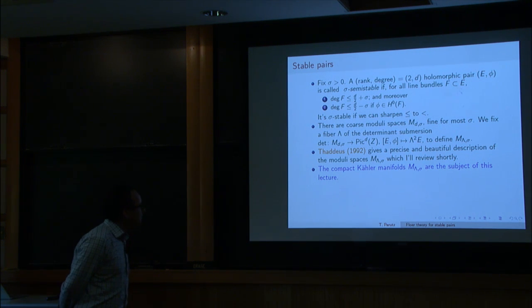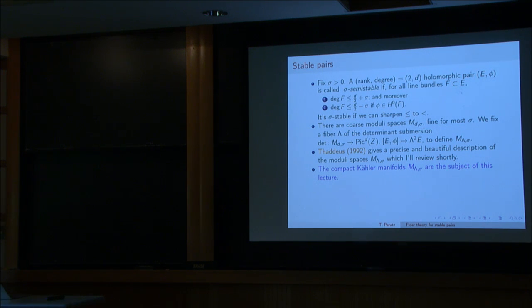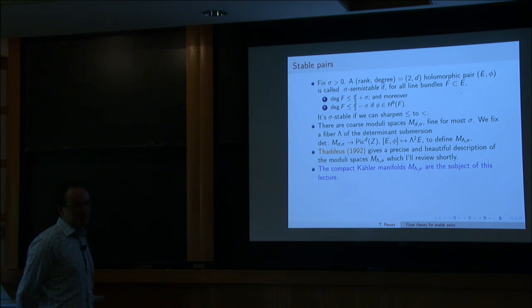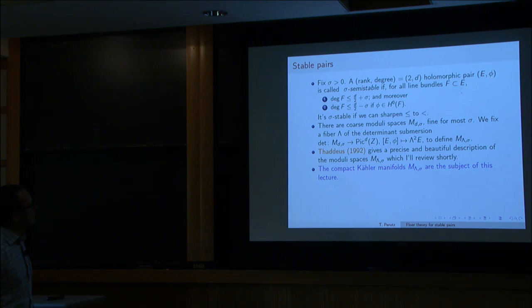However, if it happens that phi is actually a section of this line subbundle F, we then impose a sharper condition. In that case, we require that the degree of F is at most half the degree minus sigma. Okay? And sigma stability is defined by the same conditions with strict rather than non-strict inequality. These are conditions that come out of a geometric invariant theory approach to such problems.